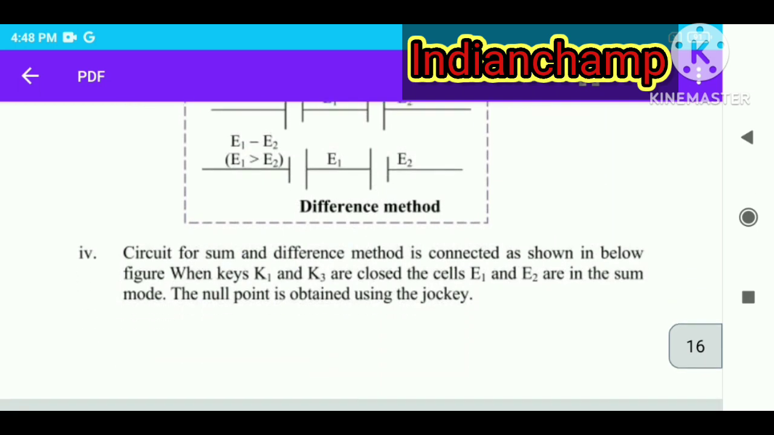Fourth, the circuit for the sum and difference method is connected as shown in the figure below. When keys K1 and K3 are closed, the cells E1 and E2 are in the sum mode. The null point is obtained using the jockey.